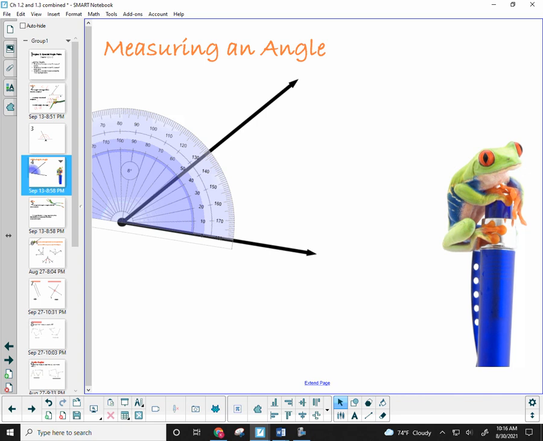If you want scrap paper, grab scrap paper, whatever you'd like to do. Does anybody need help with measuring?